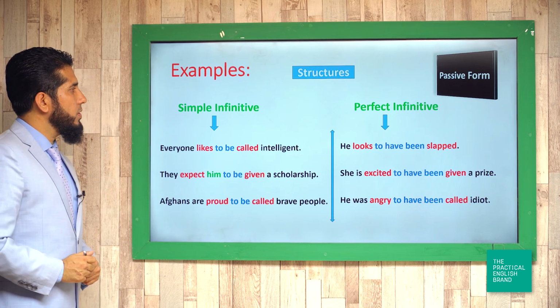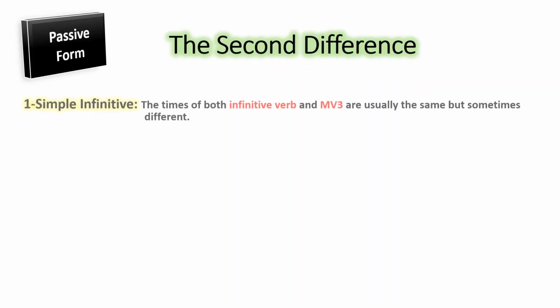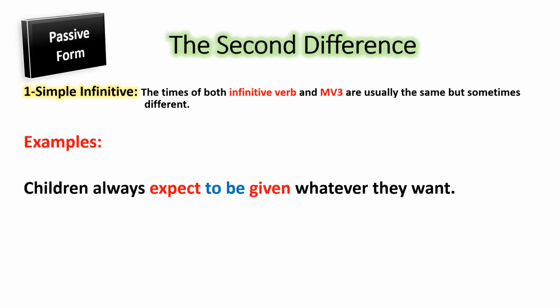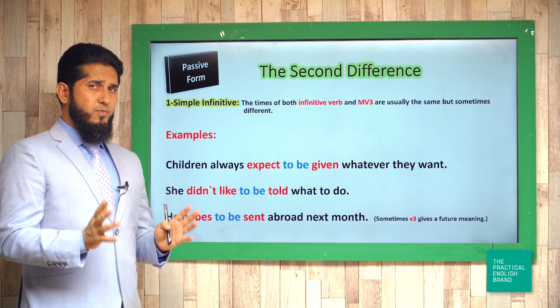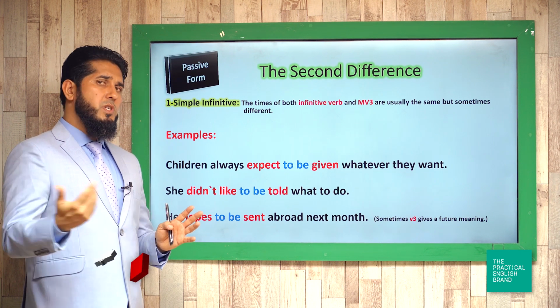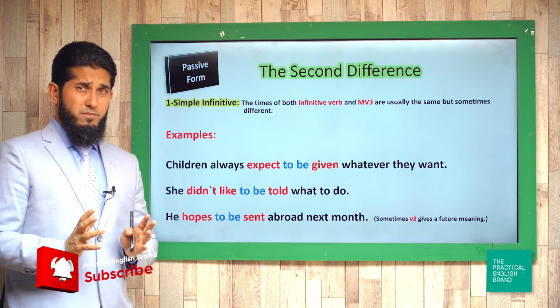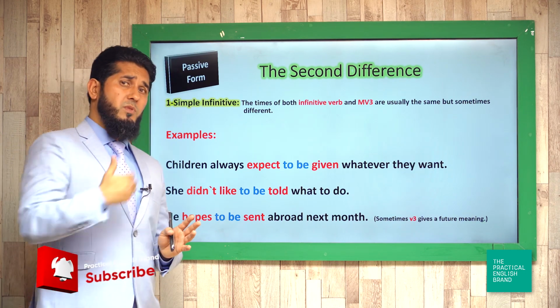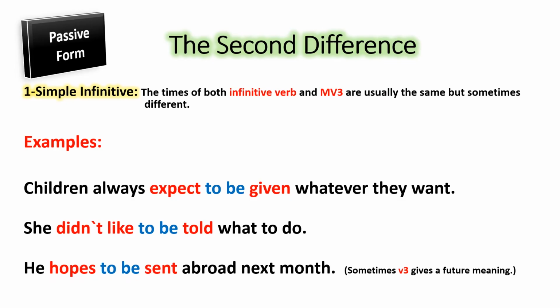Now let's have a look at the second difference. The second difference is that whenever we use simple infinitive form, the times of both the infinitive verb, which comes before the helping verbs to be, and the main verb in past participle form, which comes after the helping verbs to be, are the same times. Look at the first example. Children always expect to be given whatever they want.